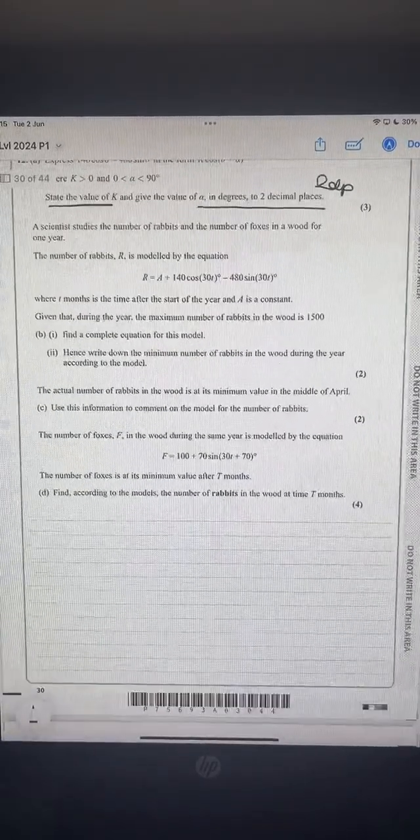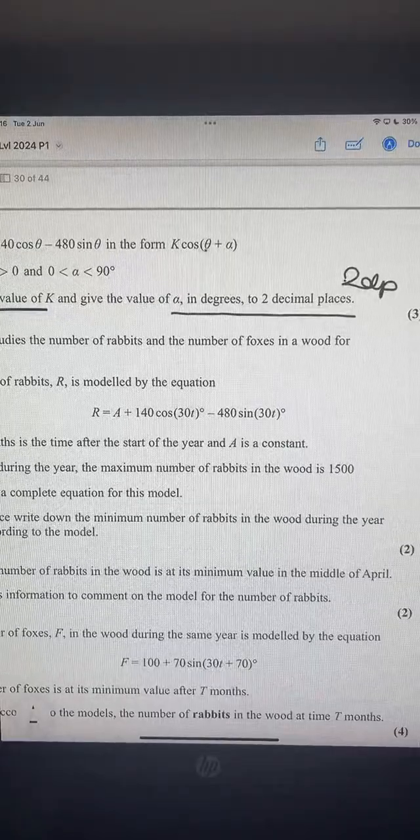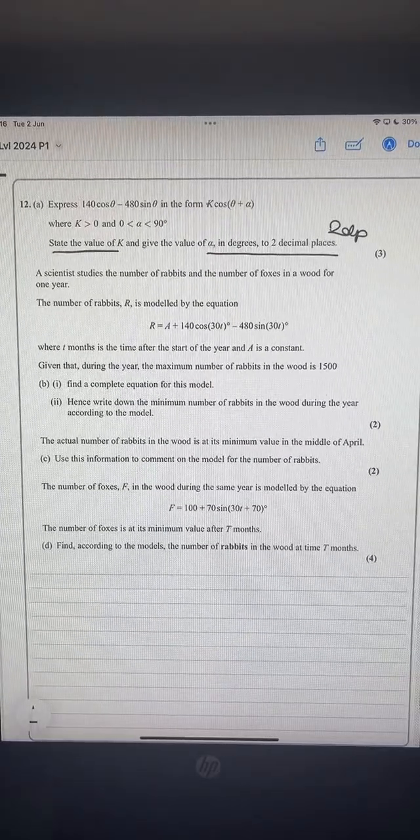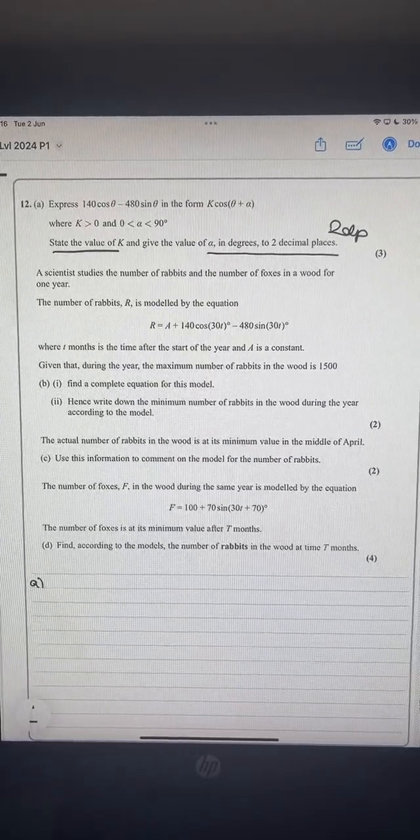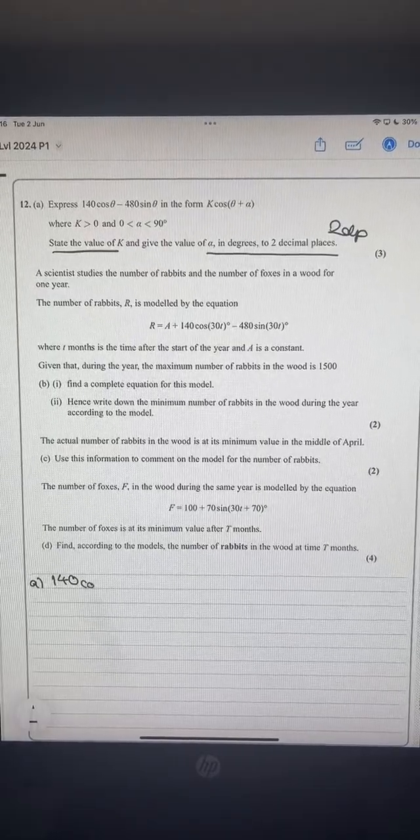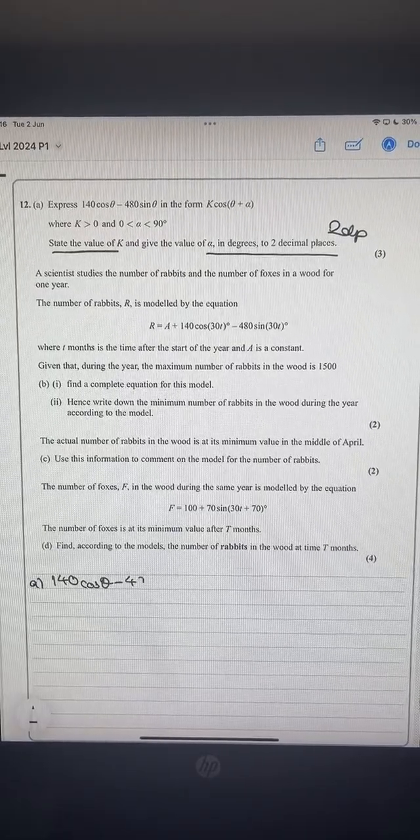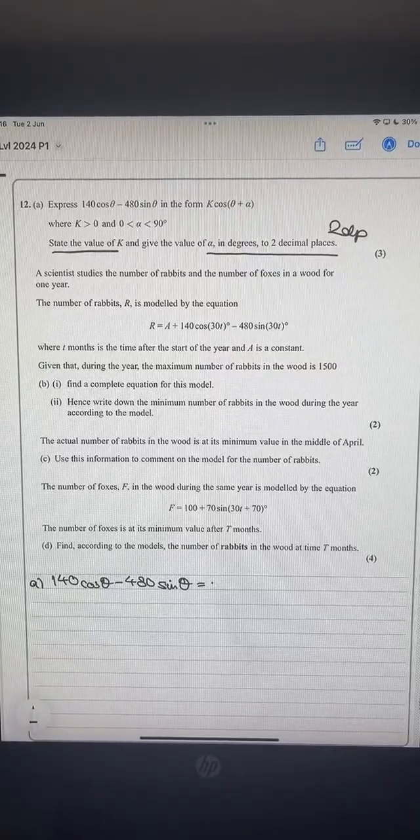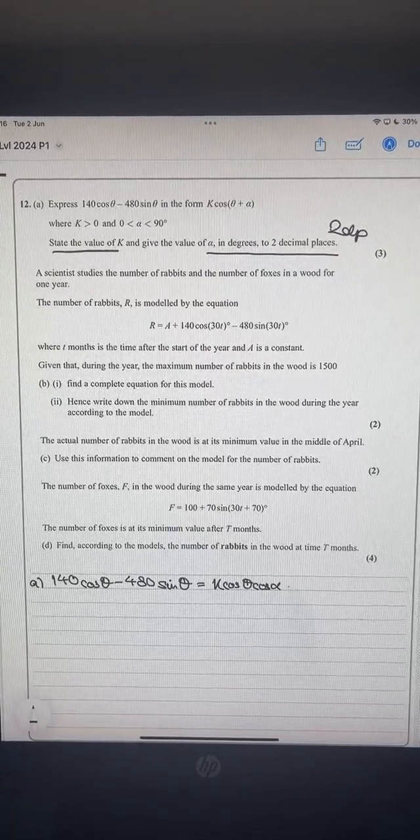So if I've got cos of theta plus alpha, I've got two things in a bracket. That means I need to use the addition formula. So I need to express this like this. I'm going to use an equation: 140 cos theta minus 480 sine theta equals, using my cosine addition formula, k cos theta cos alpha plus k sine theta sine alpha.